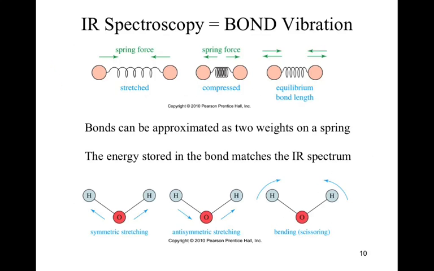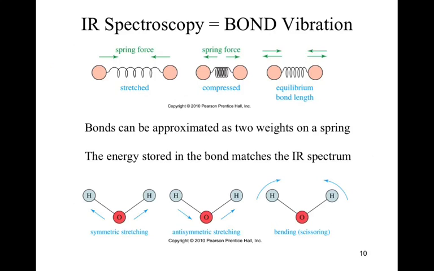So, IR spectroscopy. Really what it does is vibrate bonds. All bonds can be approximated as 2 weights on a spring. So we could pull one of those weights away from the other one, and when we let go, it goes through and does this oscillation. That oscillation is dependent on a variety of things, and we could look at that as a frequency, okay, or the wavelength of that oscillation. And that's really what our IR spectroscopy is.